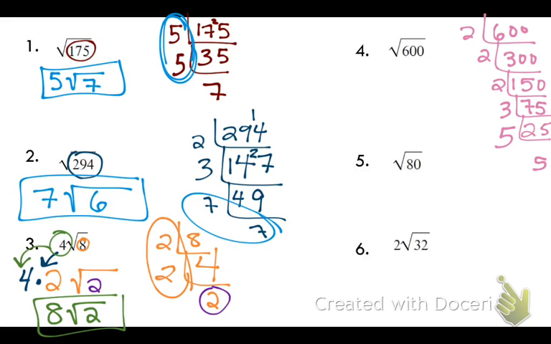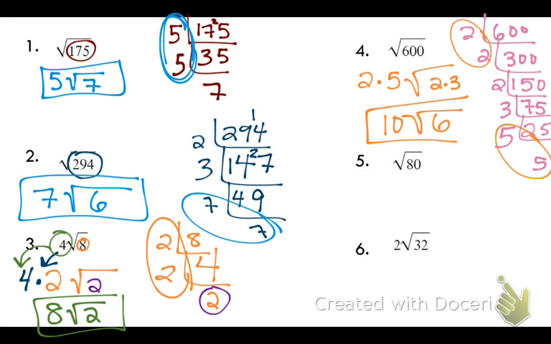What groups do we have? 2 and 5. 2s and 5s. If we pull out more than one pair, what do you think we do with those numbers? Multiply them. So we'll do 2 times 5, we said, which is 10. All right, and then what numbers are left under the radical? 2 and 3, which makes 6.